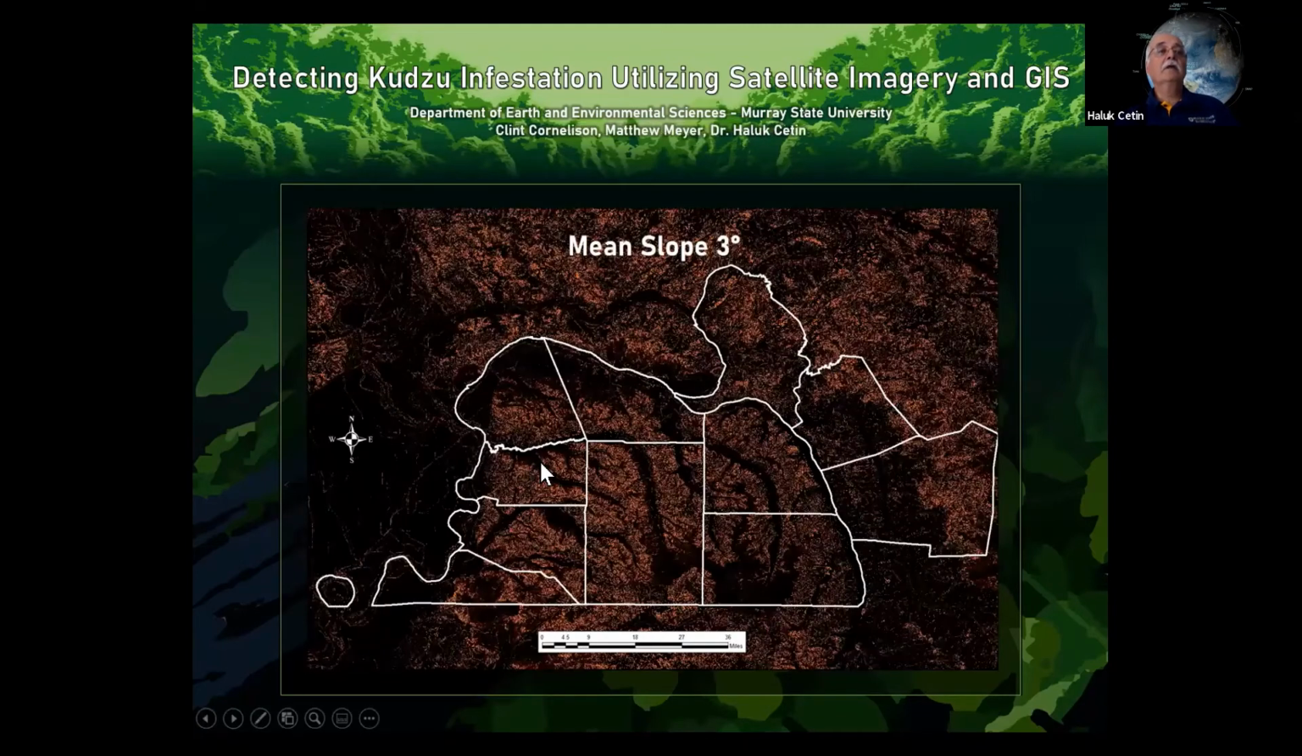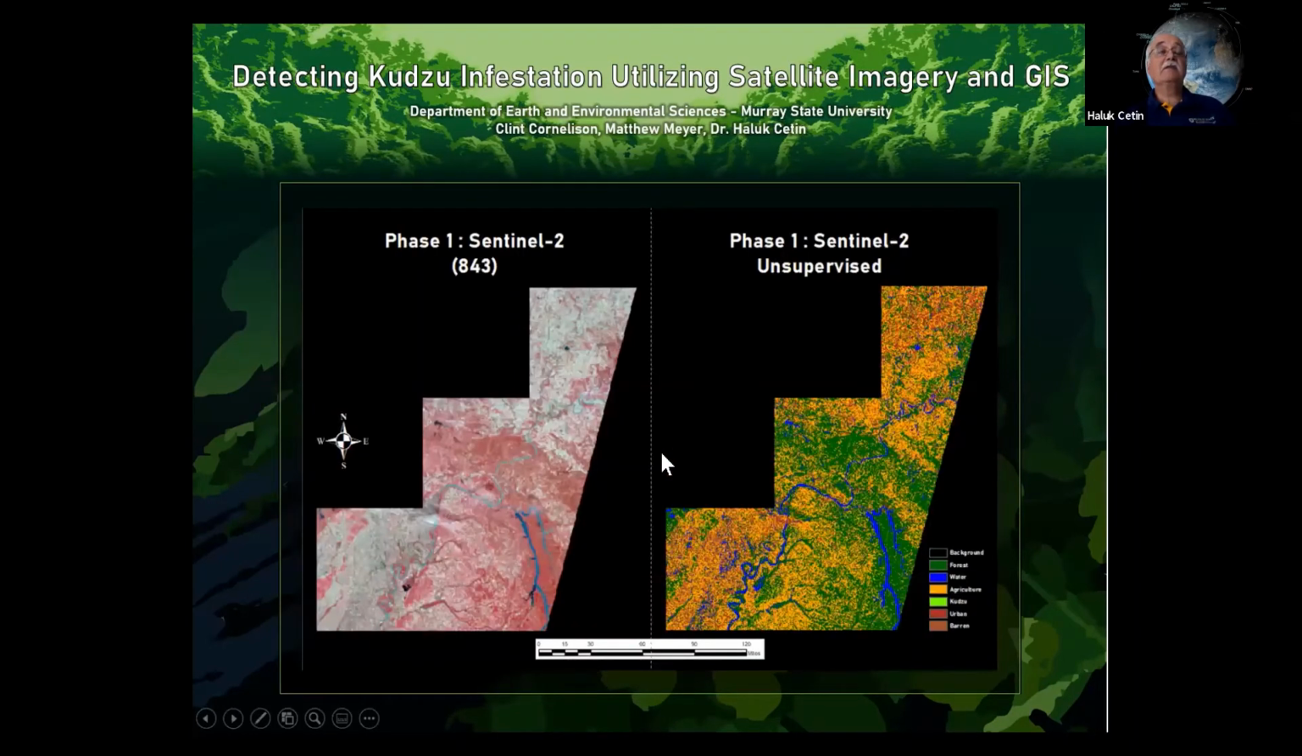And this map shows mean slope of just 3 degrees, and there are many locations, of course. As I said, this is an ongoing project, and when we include Eastern Kentucky, that figure might change.